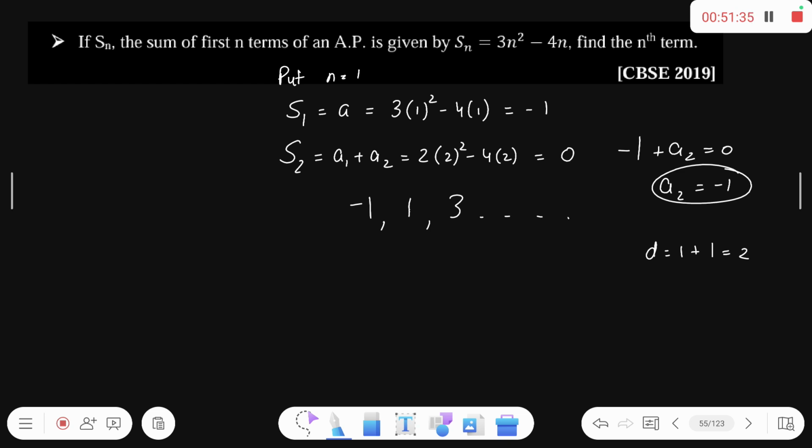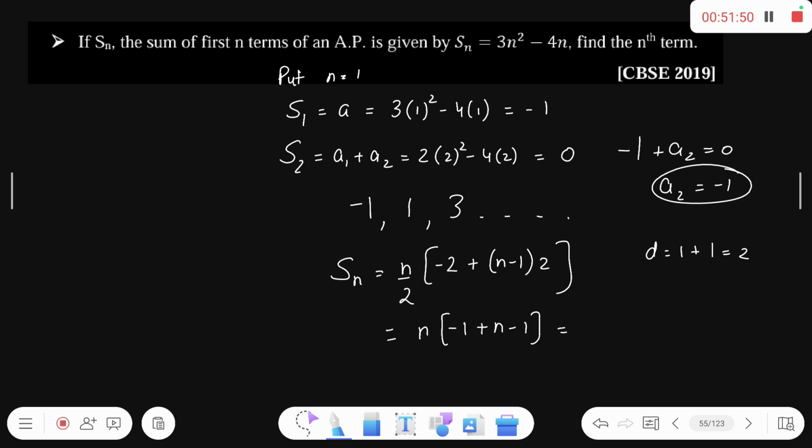Now you have to again find Sn. Again n by 2. It is minus 2 plus (n minus 1) and d is 2. 2 cancel. It is n times (minus 1 plus n minus 1), or it is n into (n minus 2). This is your solution.